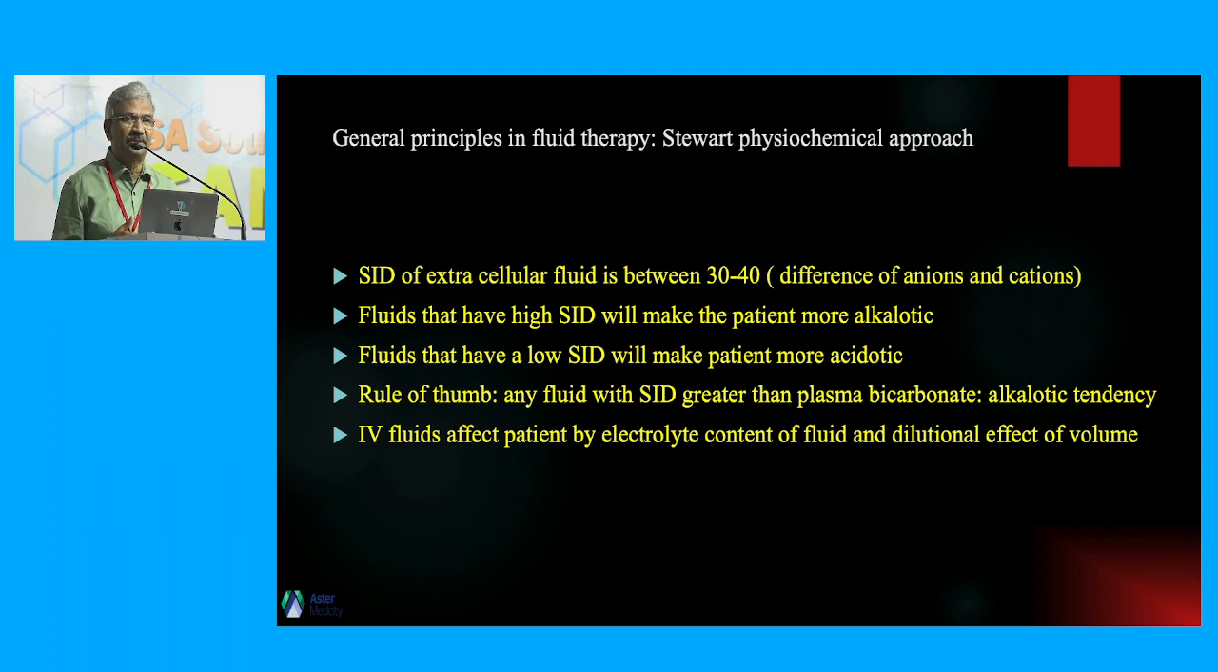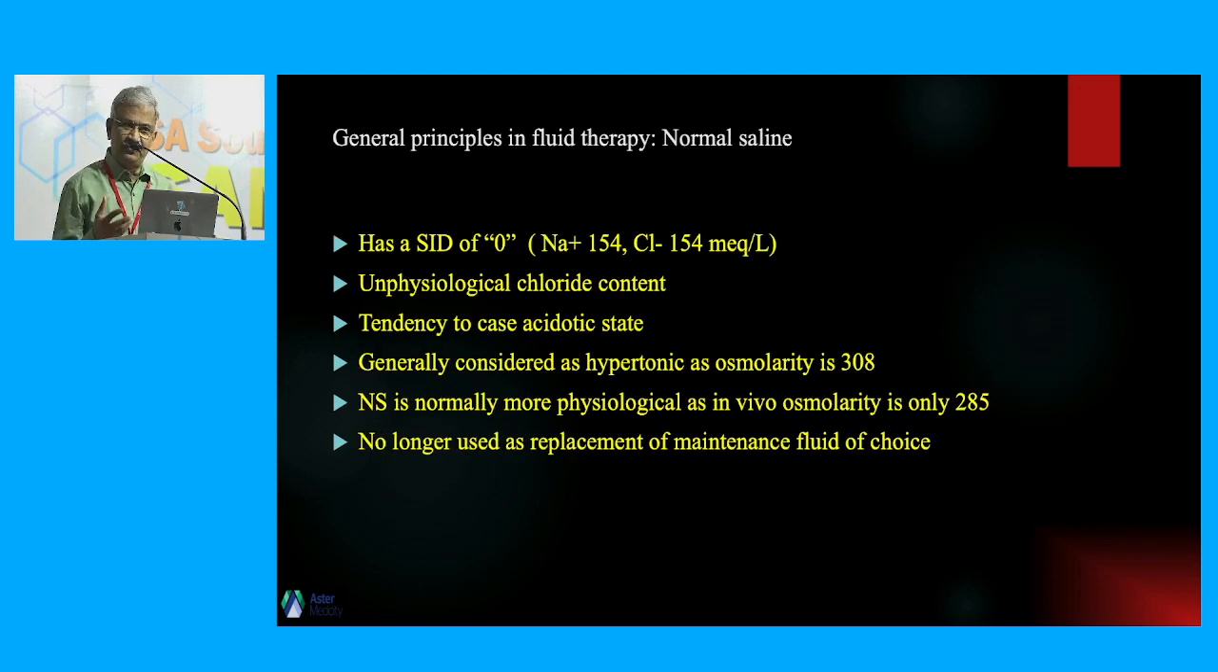A general rule of thumb is that we compare it with the serum bicarbonate level, which is 24. Any fluid which has a strong ion difference more than 24 produces alkalosis. Any fluid with a strong ion difference less than 24 produces acidosis in that patient. A few words about the type of fluids that we use. As I said earlier, saline has a strong ion difference of 0, so it can produce acidosis when we give it in large quantities into the body.